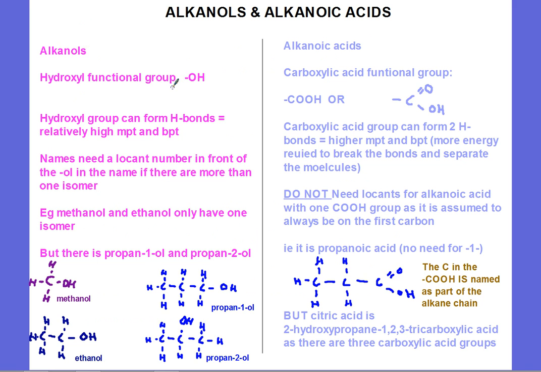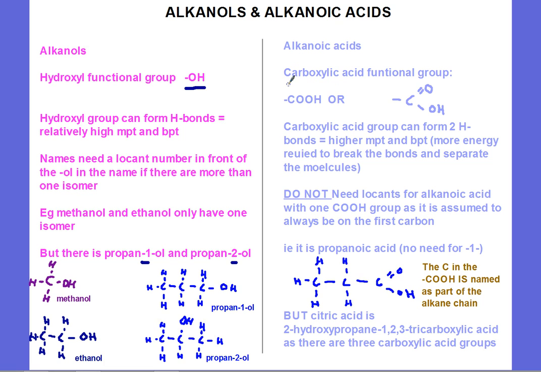Now, alkanols have a functional group, the hydroxyl group. It can form hydrogen bonds, therefore they've got a relatively high melting point and boiling point because they are strong intermolecular bonds which require large amounts of energy to break. The names of alkanols need a locant number in front of the ol in the name if there's more than one isomer. So for example, methanol and ethanol only have one isomer, therefore you don't need a locant number. But propanol has two isomers, propan-1-ol and propan-2-ol, and therefore you do need to give that number before the ol in their names. There's some example pictures down there.